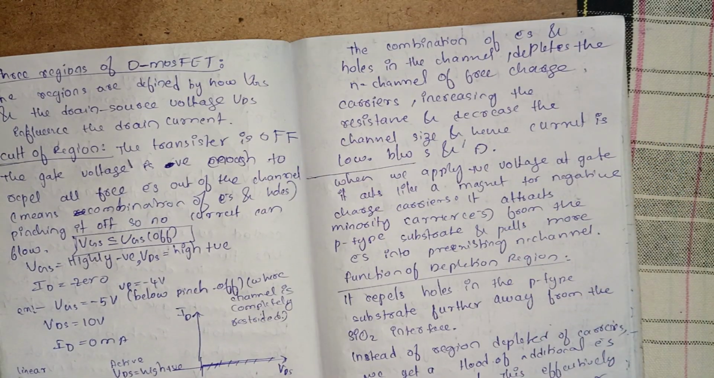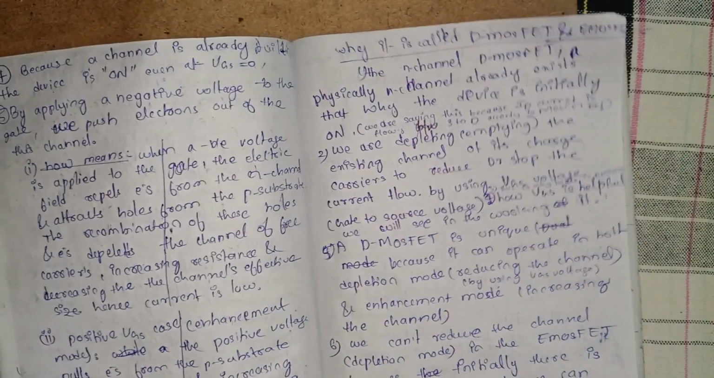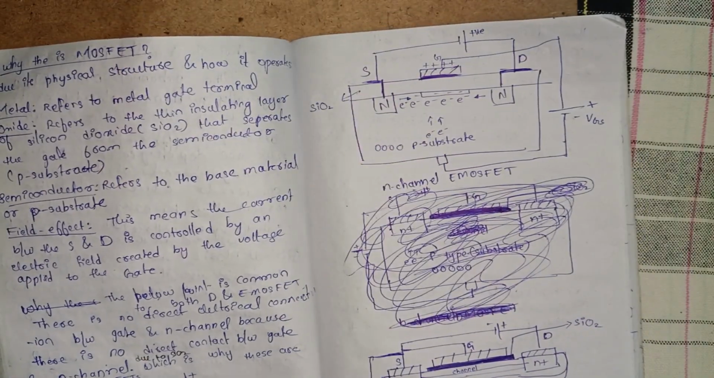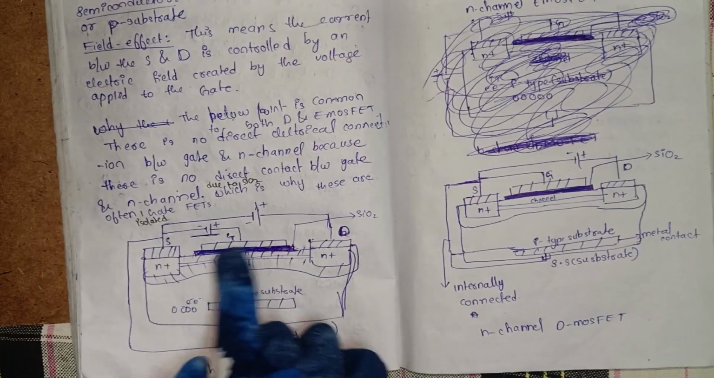Source and drain means here to here, through the channel.